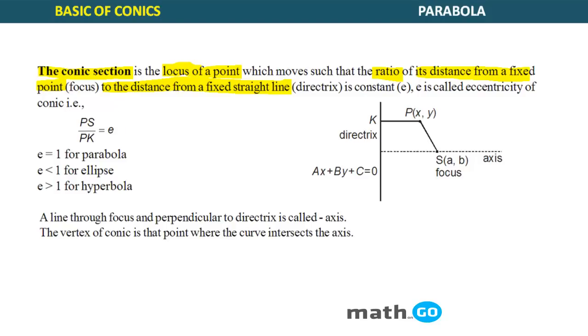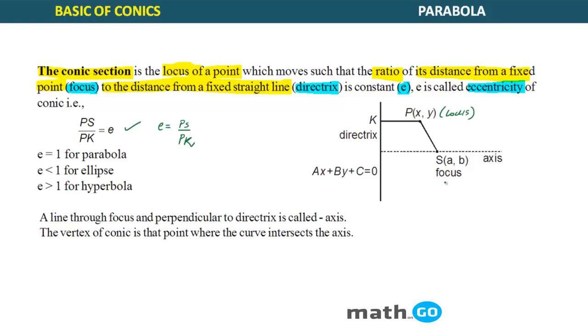The fixed point is known as the focus, the fixed straight line is known as the directrix of the conic, and the ratio is called e, which we know as eccentricity. These are the three terms you need to remember. E is nothing but PS by PK, as shown in the diagram. This point P is the locus.